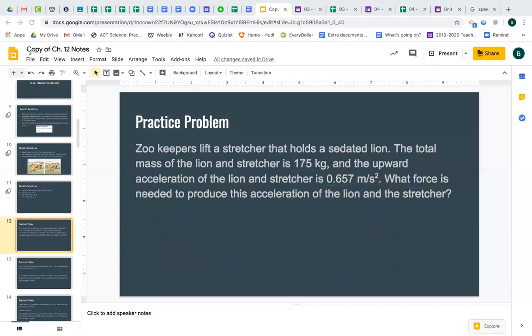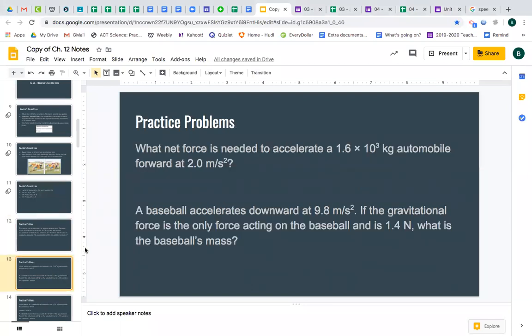Okay, I'm going to give you some practice ones to try on your own. So here's a couple questions. One, what is the net force needed to accelerate a 1.6 times 10 to the third kilogram automobile forward at a rate of 2 meters per second squared? So you can work through that question. When you get that done, number two tells you that a baseball accelerates downward at 9.8 meters per second squared. If the gravitational force is the only force acting on the baseball and is 1.4 newtons, what is the baseball's mass?